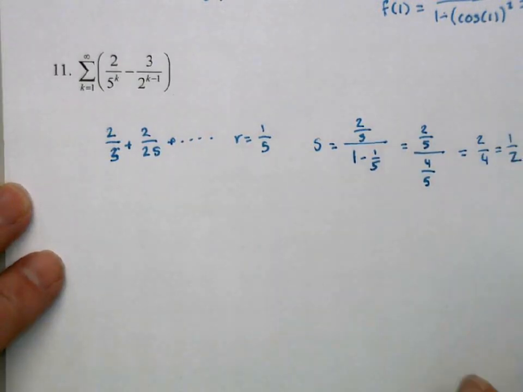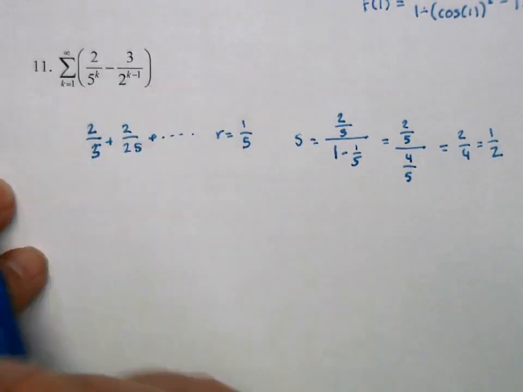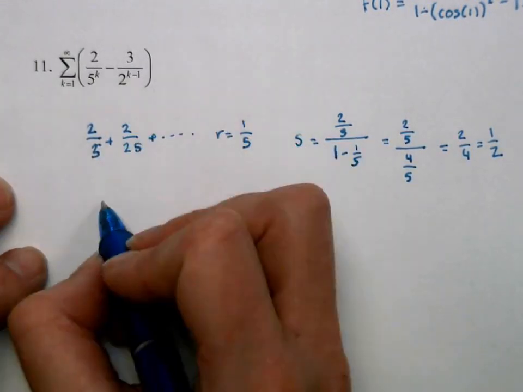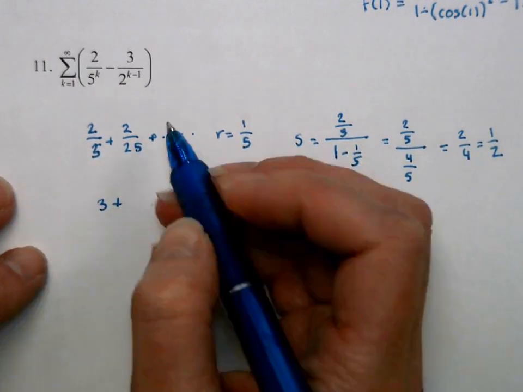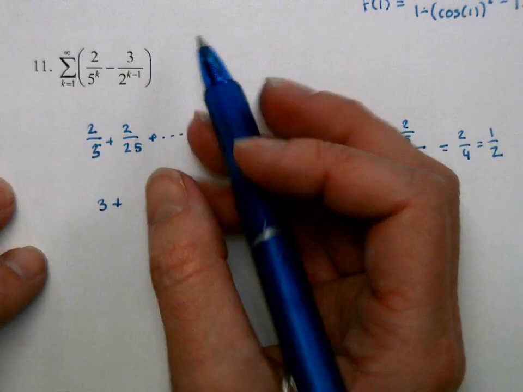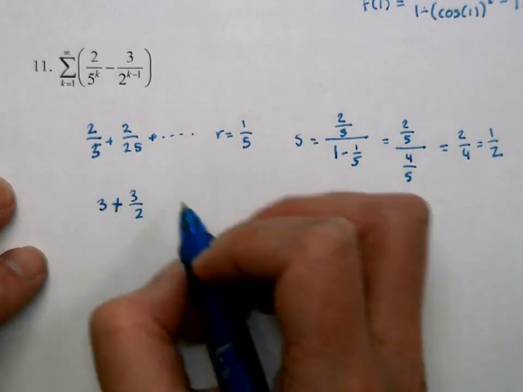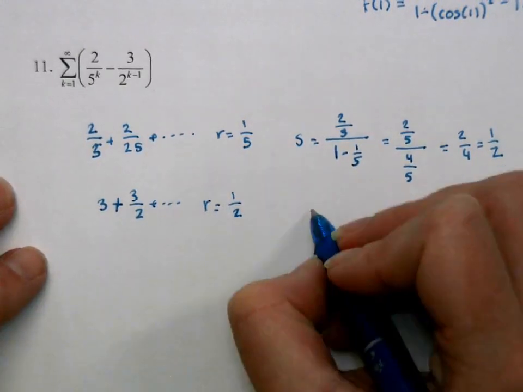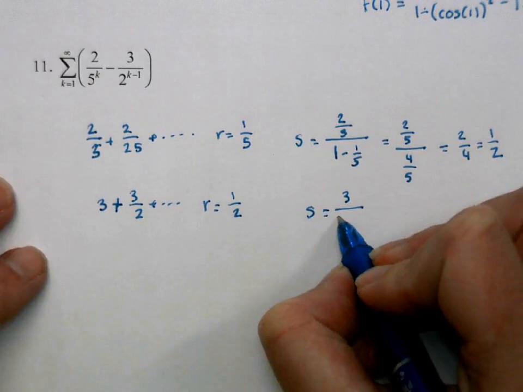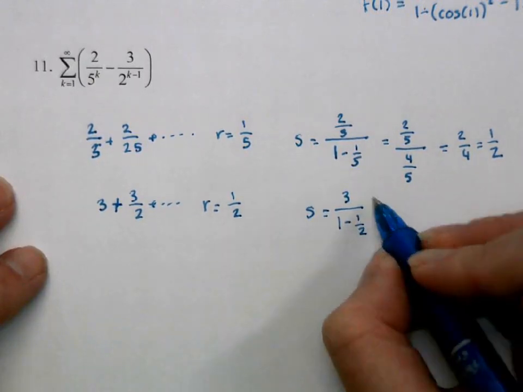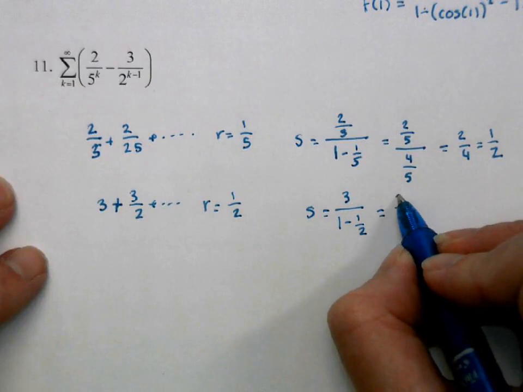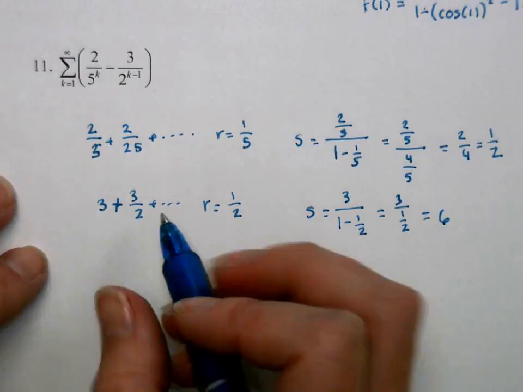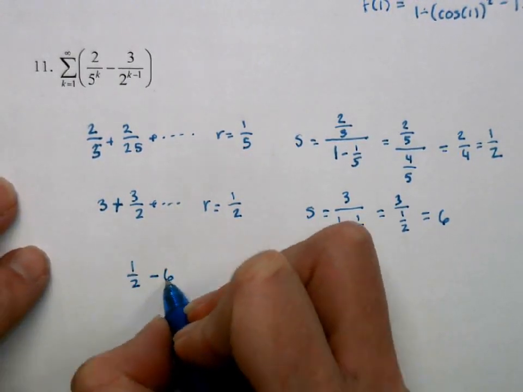Then I'm going to repeat this for this one, and then I'm going to go ahead and subtract the values. Here, if I plug in a 1, we're going to get a 0 here. So my first term is 3. My second term, if I plug in 2, we're going to have 3 halves, and so on. Which means my r in this case is 1/2. So we get 3 over 1 minus 1/2. 3 divided by 1/2 would be 6. So this is going to be 1/2 minus 6, which would be negative 11 halves.